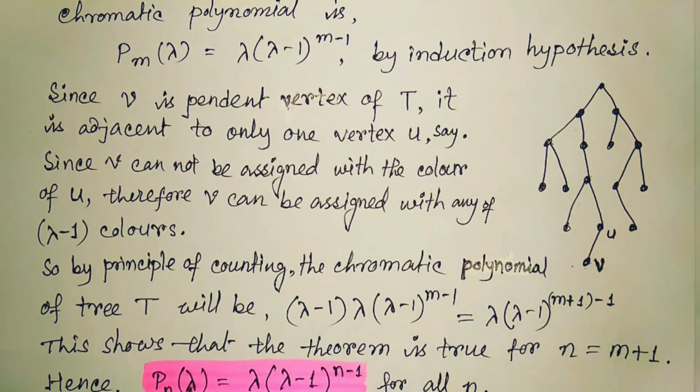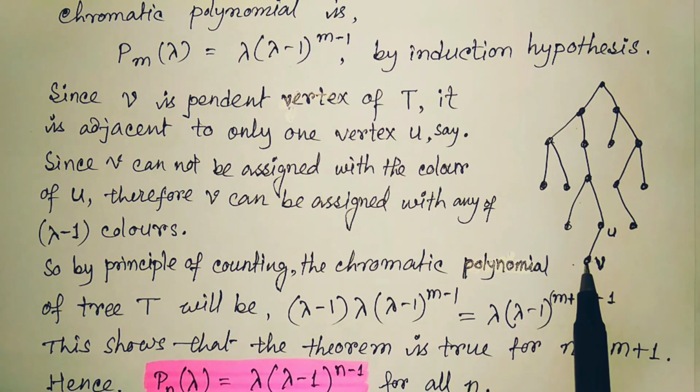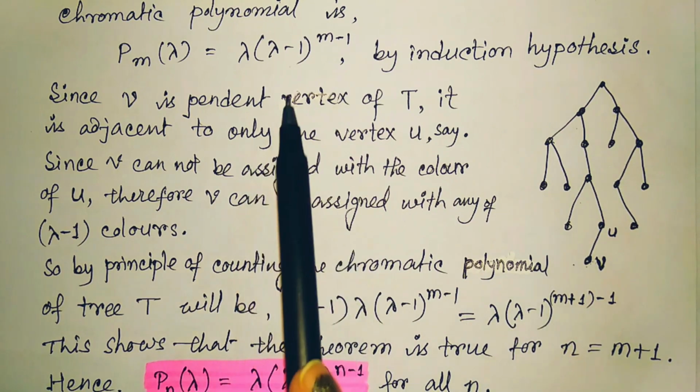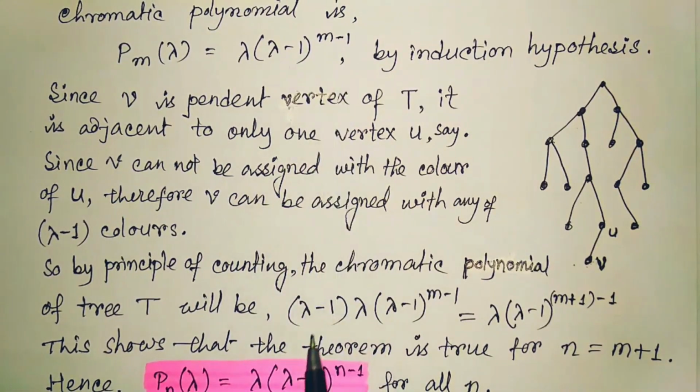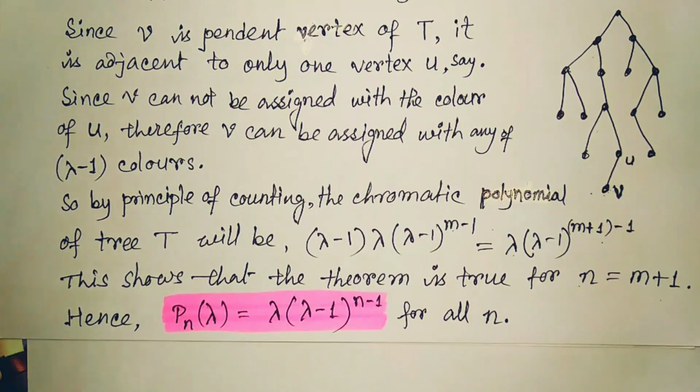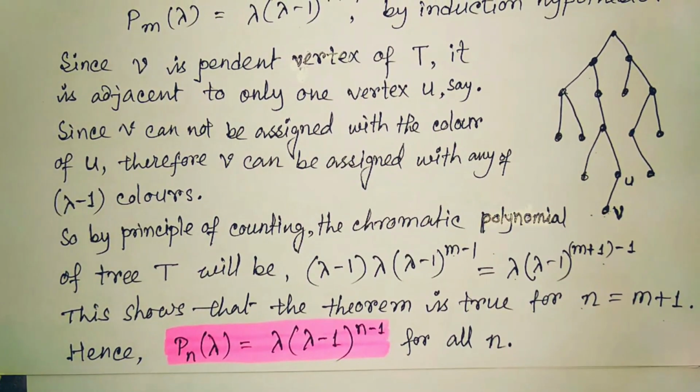So by the principle of counting, the chromatic polynomial of T will be what? For v, we should multiply lambda minus 1 with the polynomial lambda of lambda minus 1 to the power m minus 1. So it is lambda minus 1 into lambda into lambda minus 1 to the power m minus 1, which implies lambda into lambda minus 1 to the power of, here we just add m minus 1 plus 1. So finally we find lambda into lambda minus 1 to the power of m. This shows that the theorem is true for n equal to m plus 1. So this is the proof. So by mathematical induction, we can say that it is true for any n.